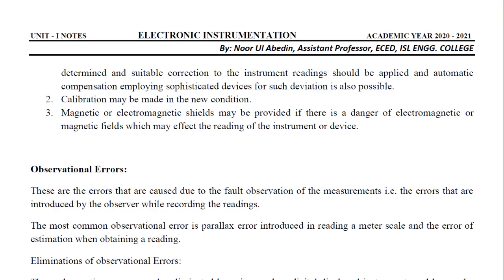And second, the calibration may be made in a new condition. Magnetic and electromagnetic shields may be provided if there is some danger of electromagnetic fields across your measuring device.